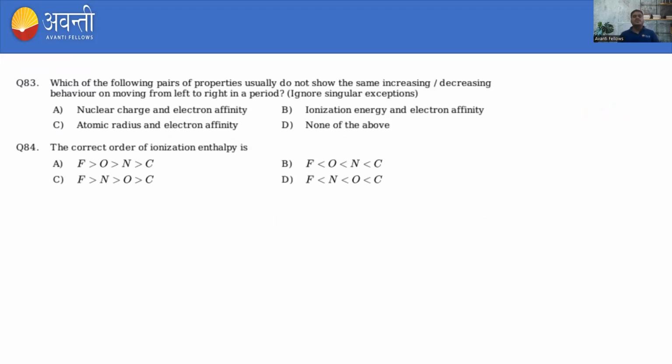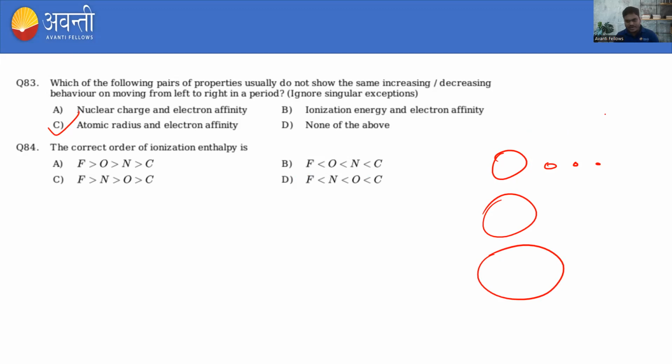Now, which of the following pairs of properties usually do not show the same increase or decrease behavior on moving from left to right in the period, right? So basically atomic radius and electron affinity, because when you move from left to right, atomic radius decreases. Down the group, it will be increasing. As well, when moving from left to right, electron affinity increases. So this will not favor, right? Atomic radius and electron affinity.